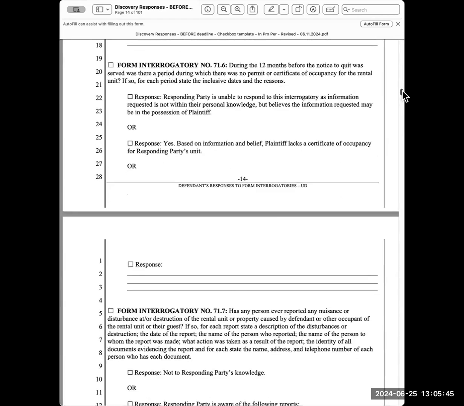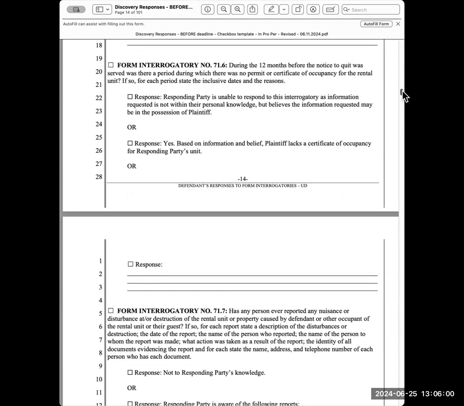Interrogatory 71.6 is asking, during the 12 months before the notice to quit was served, was there a period during which there was no permit or certificate of occupancy for the rental unit? If so, for each period, state the inclusive dates and reasons.